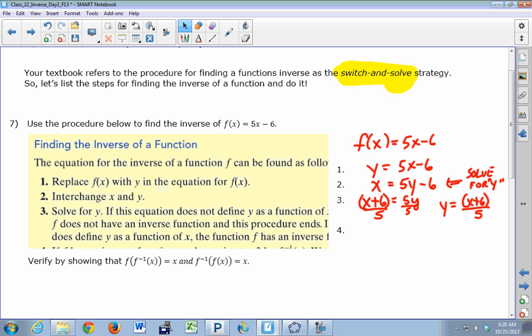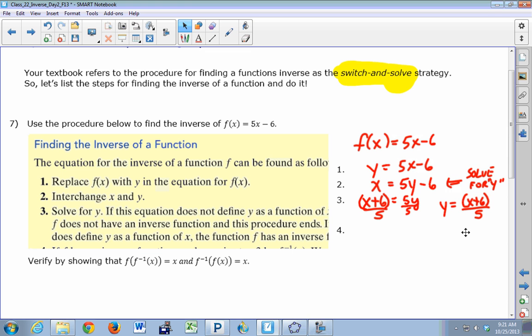The last thing we want to do now, we can't read it here because I don't know why this is happening. I'll have to check with IT, but it must be a new version of Smart Notebook that's cutting off these pictures.